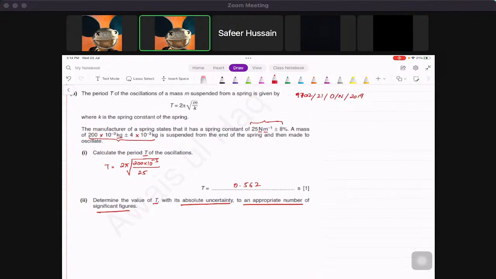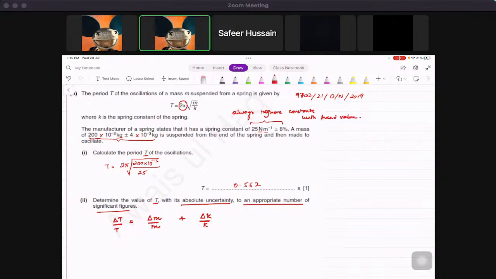So I'm going to write delta t over t equals, the first variable is m, so delta m over m, plus the second variable is k, delta k upon k. Notice that I have completely ignored 2 pi because, whether it's multiplication, division, or power, always ignore constants with fixed value. Like numerical values, you just ignore them.